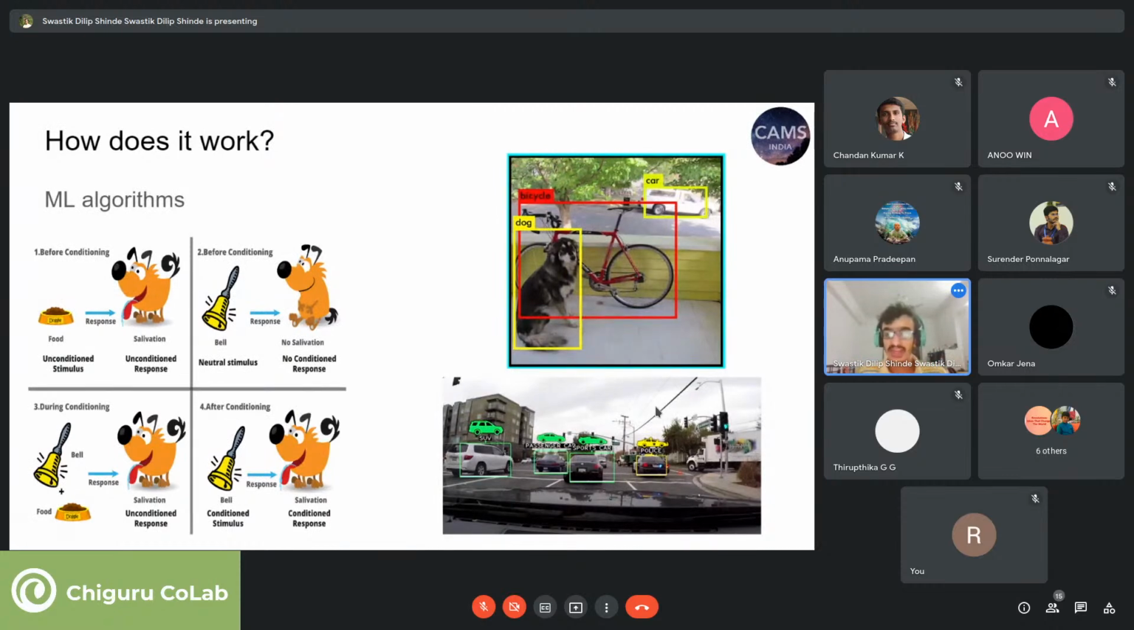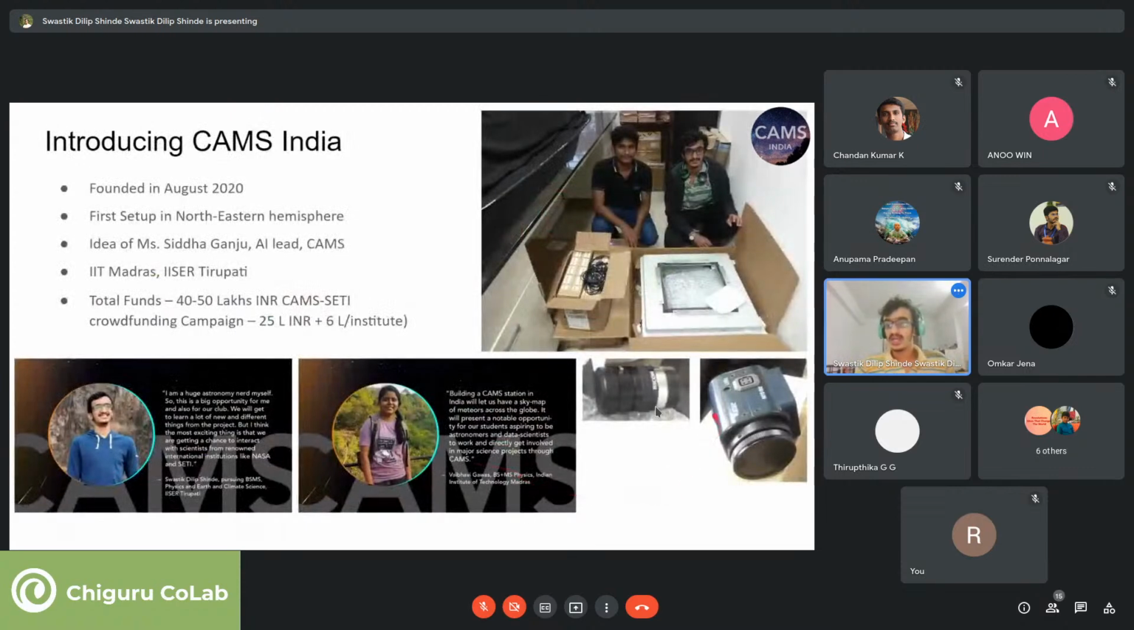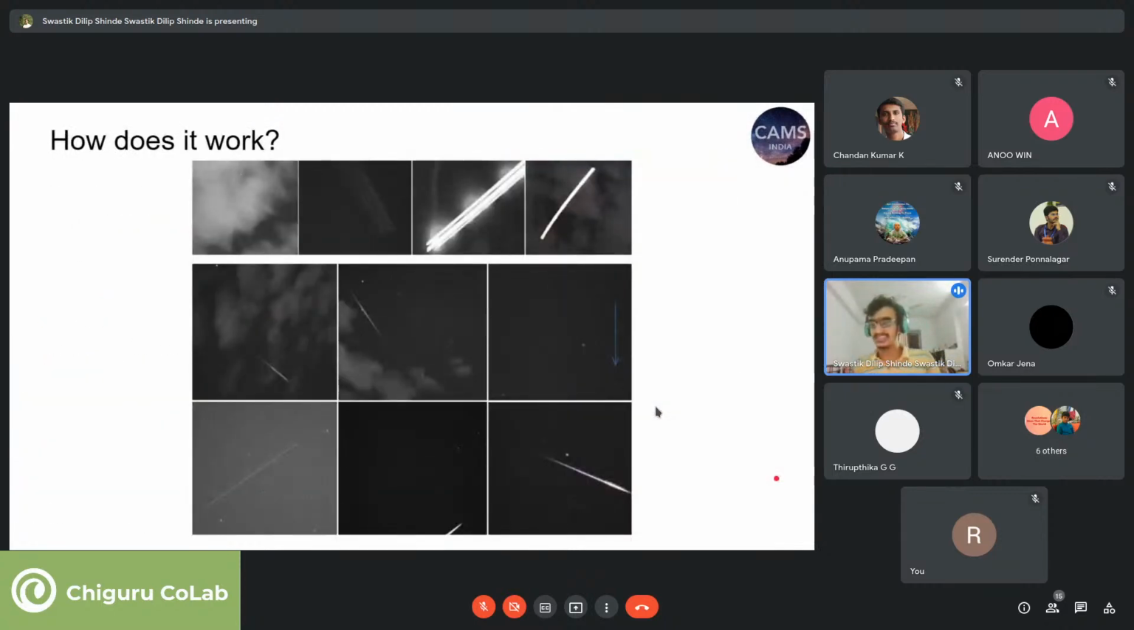In a similar way, when it comes to CAMS, as I showed earlier in this image, here are video cameras which capture all the events happening in the night sky, and it breaks them into image to image patterns. So now the algorithm which CAMS uses classifies these images of meteors from planes.